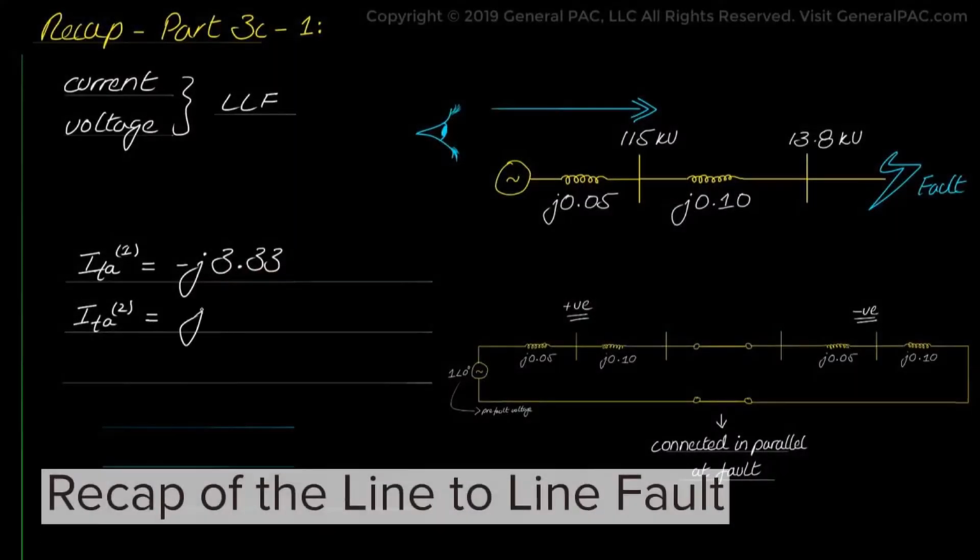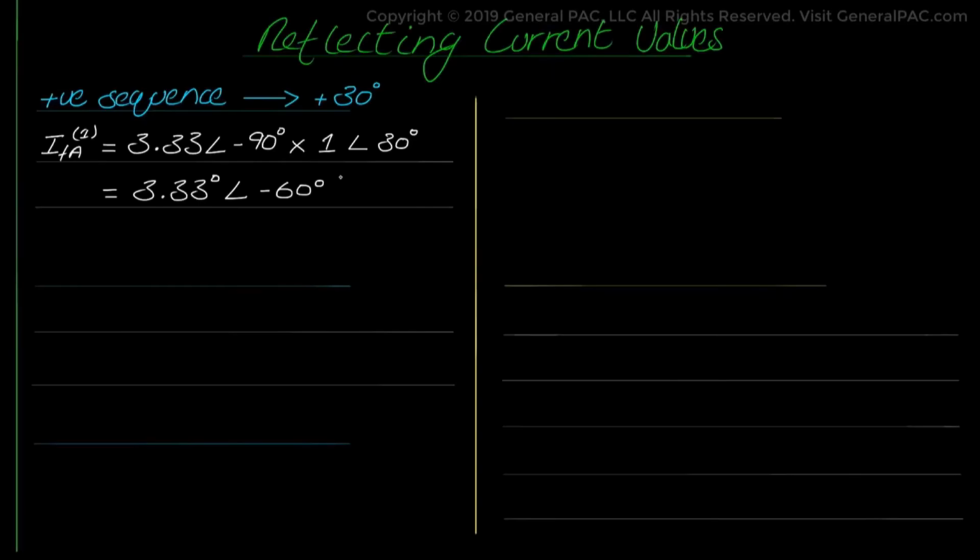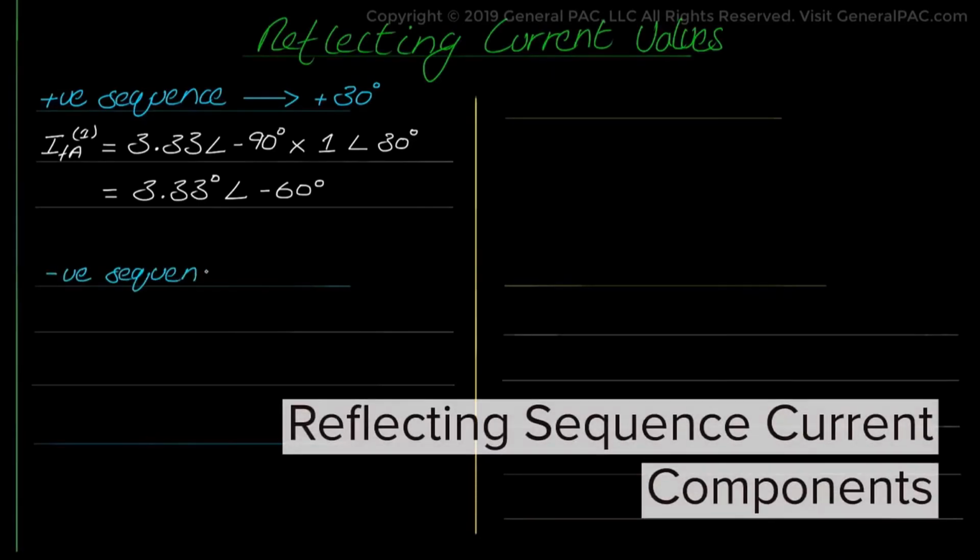to positive j3.33 per unit. And the zero sequence current equaled 0, which means there was no zero sequence current. That can be expressed as 3.3 angle negative 90 degrees. Negative sequence component by negative 30 degrees, and that can be done again by multiplying the low voltage fault current with the value of 1 angle negative 30 degrees.